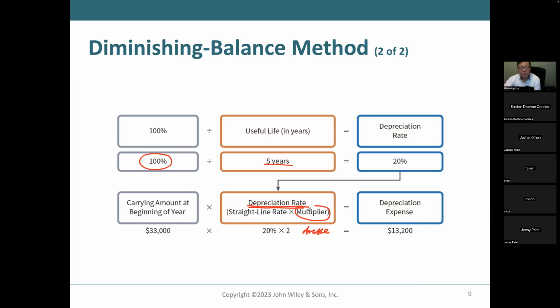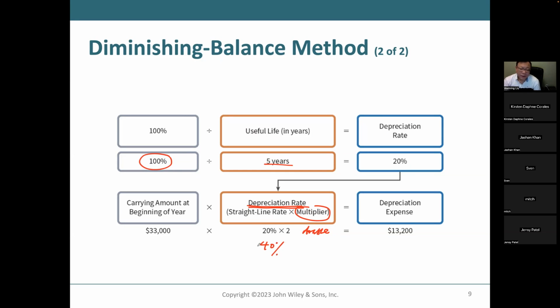So when we use double, it's called the double diminishing balance method. If the multiplier is double, we call this the double diminishing balance method. So you use the straight line rate, which is 20%, times the multiplier 2. So 20% times 2, that is your 40%.